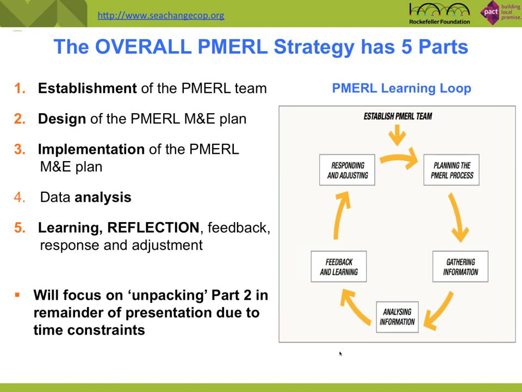But in other words, there are 5 parts in developing an overall strategy for M&E. First, of course, you need to establish your PMERL team, who is going to be involved, who is going to take it forward. Then you design the M&E plan, then you work on how to implement it, and then as part of that you have your data analysis. But what is really important is how you then have learning and reflection that will then lead to feedback and response and adjustment of especially your climate or your community adaptation plan, but also the M&E system per se. And what you can see to the right in the slide is that you have this learning loop that we are trying to encourage.